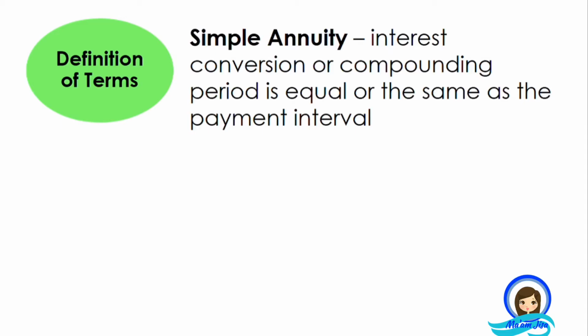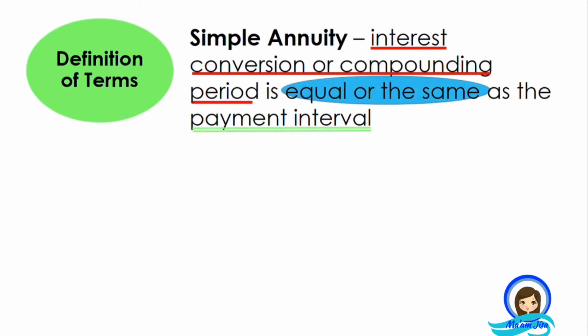First off is a simple annuity. An annuity is simple if its interest conversion or compounding period is equal or the same as the payment interval. Take note, its compounding period is equal with that of its payment interval.